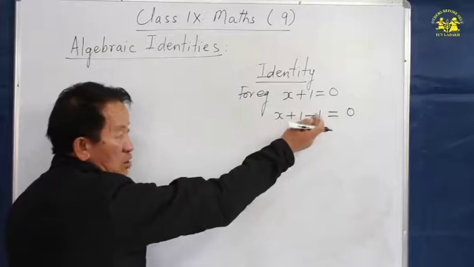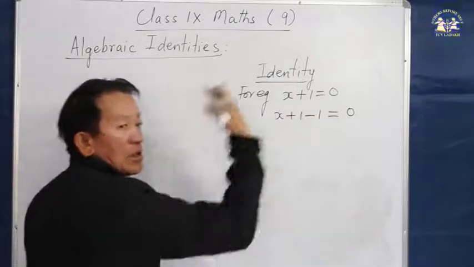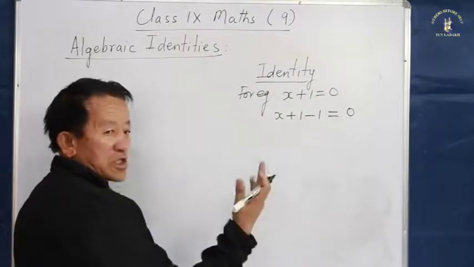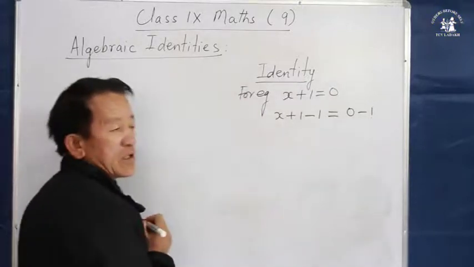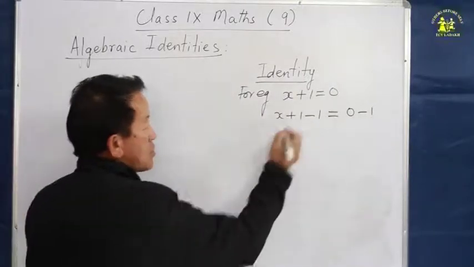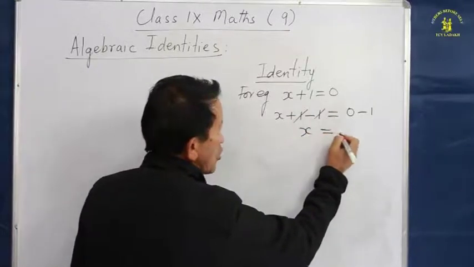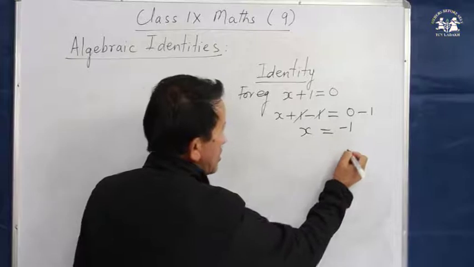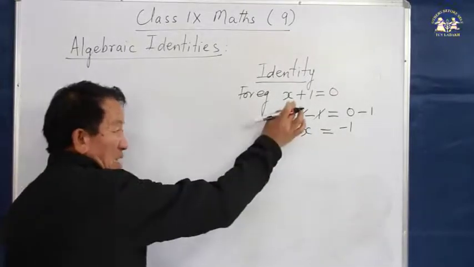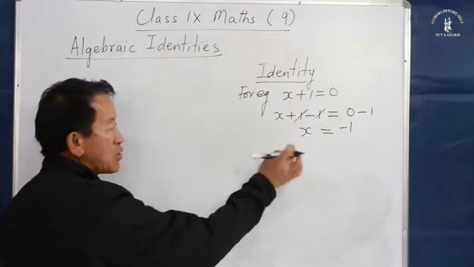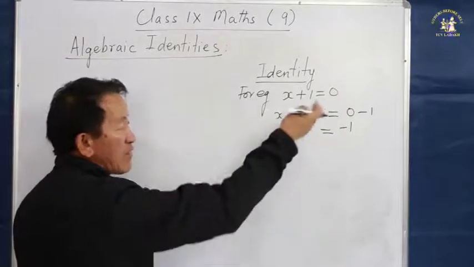Whatever operation we do on the left hand side, we do the same on the right hand side, so the balance stays. Subtracting 1: left hand side 1 minus 1 is 0, so x is equal to 0 minus 1, which is minus 1. So the value of x is equal to minus 1.